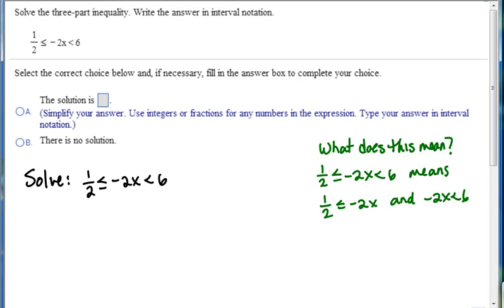To solve each one of these, you would divide by negative 2 or multiply by negative 1/2, either way. I think it's easier to multiply by negative 1/2, so let's go ahead and do that. You would end up with x is greater than, we learned in the last section that if you divide or multiply both sides by a negative number, you need to reverse the direction of the inequality. So you get x is greater or equal to negative 3.